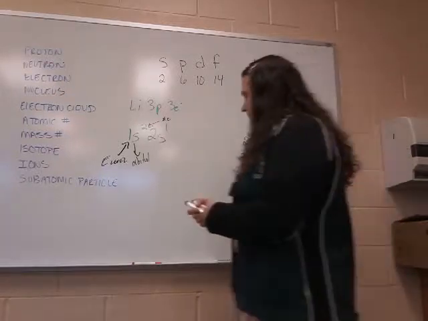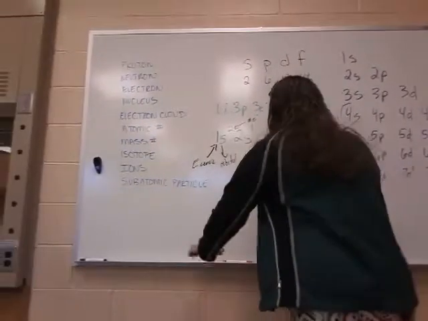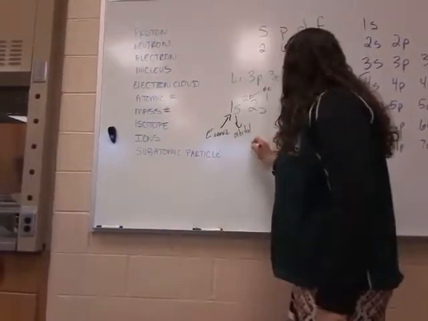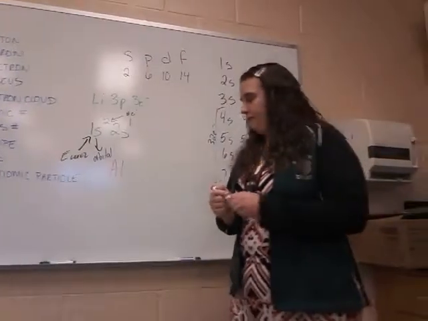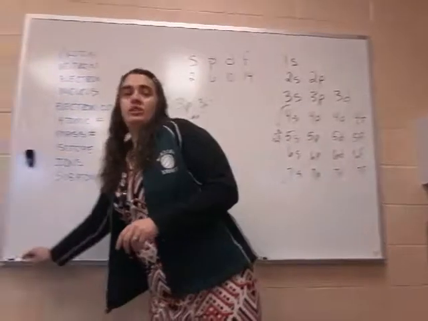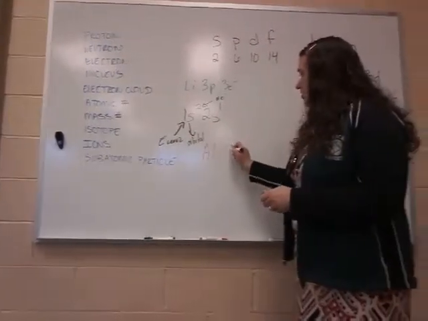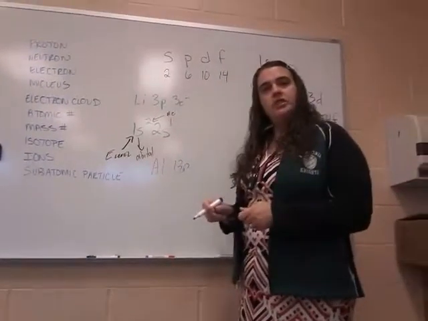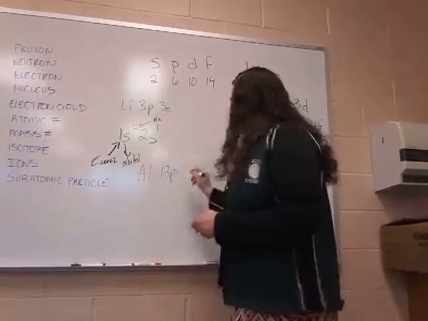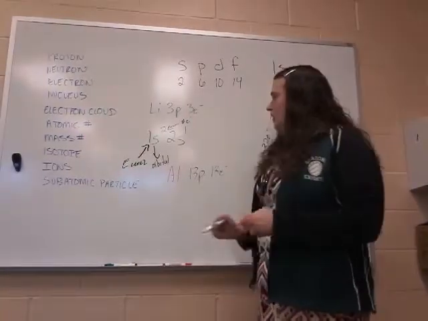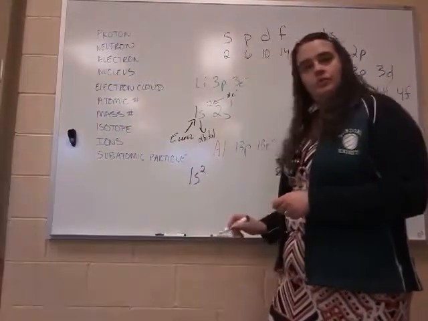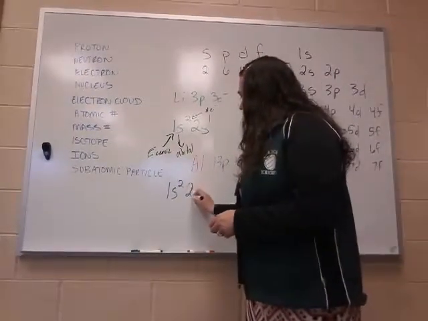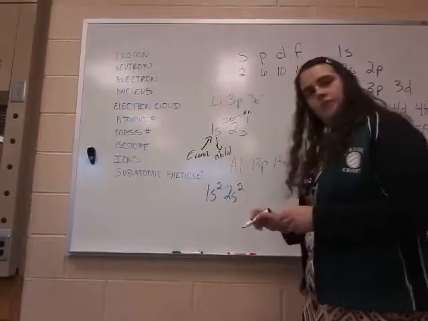Let's do another. Let's go with aluminum. How many protons does aluminum have? According to its atomic number, it has 13 protons. Which means if it has 13 protons, it has 13 electrons. So we always start in the first energy level, 1s2. Move to the second energy level, 2s2.